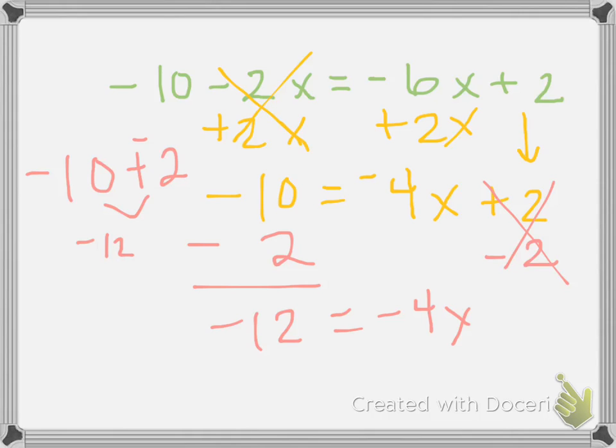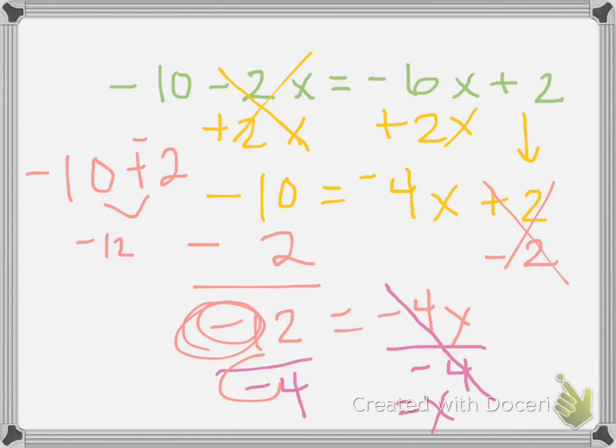Last step here is isolate my variable, or get x by itself. The x is squished next to negative 4, which means it's being multiplied. My inverse operation is to divide by negative 4 on both sides. Negative 4 divided by negative 4 is 1, so I'm just going to be left with x, 1x over here. And then on this side, I have a negative divided by a negative, which is a positive. So x equals positive 3. Your turn.